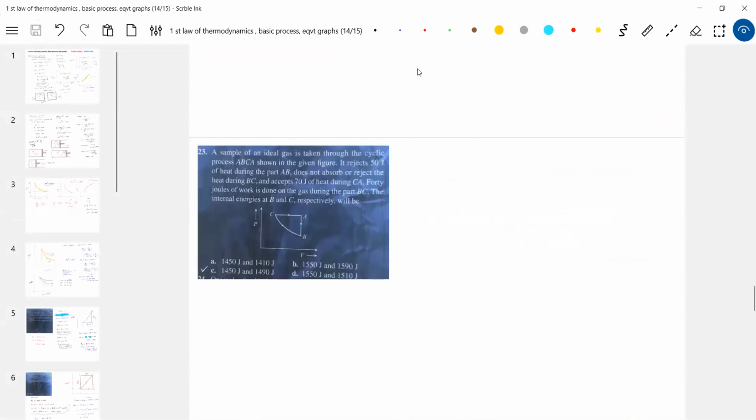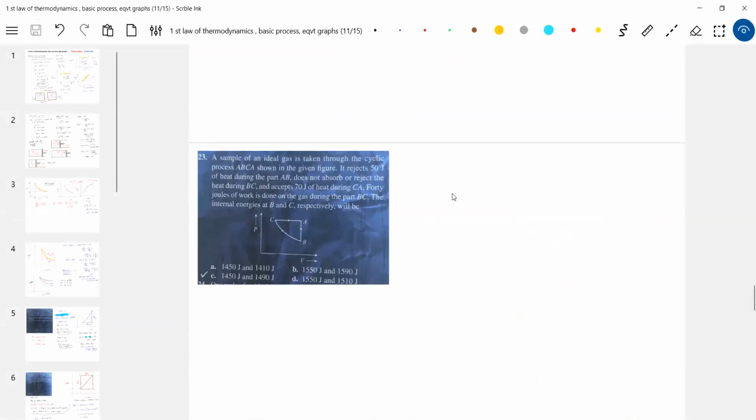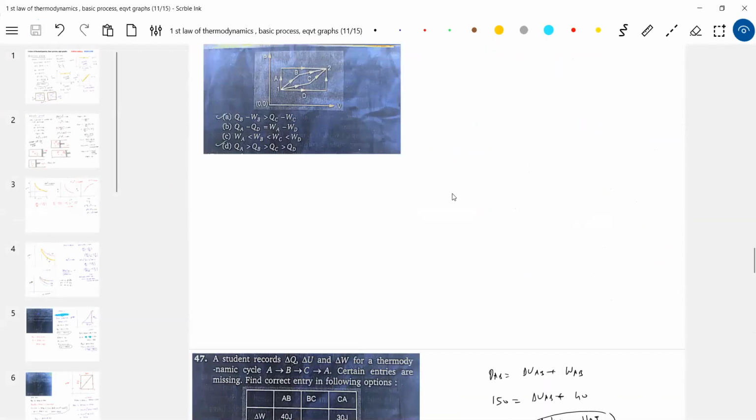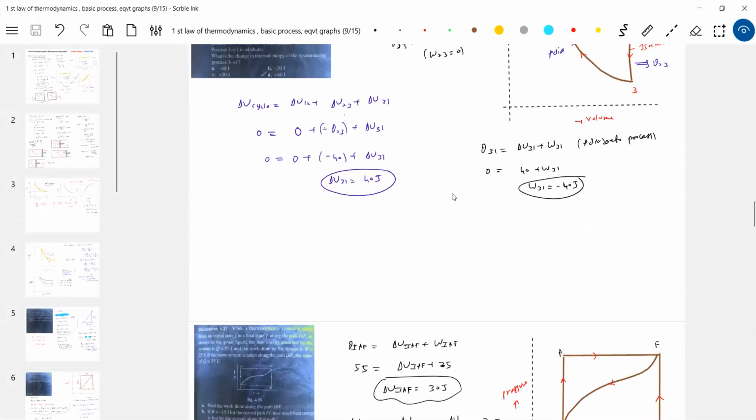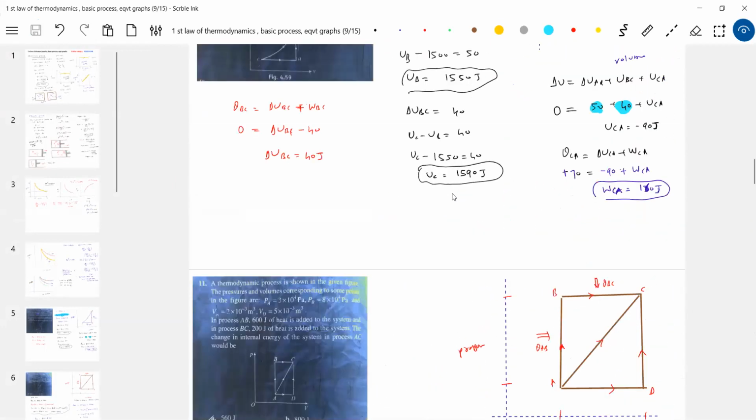Okay, the remaining problems I gave, please do work them out. First law of thermodynamics, okay, 1, okay, this 2. Yeah, 2 problems I left over here.